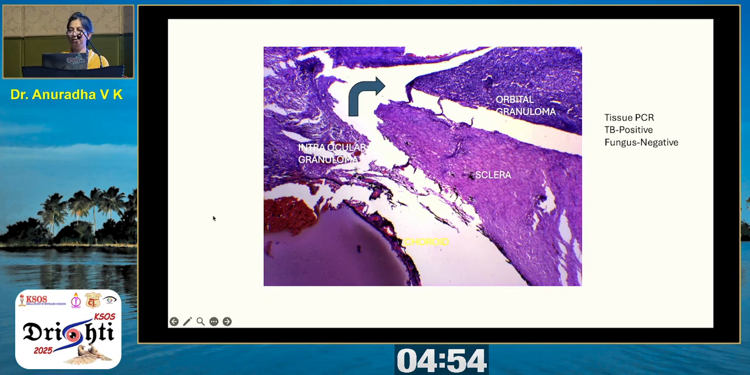I can tell you how much relief I felt: no signs of malignancy. This one turned out to be an intraocular granuloma, breaking through the sclera into the orbit. Although they could not see the organism in the histopathology, the tissue PCR turned out to be positive for TB and negative for fungus. Now, ocular TB can have paradoxical worsening, and this is a case of extreme paradoxical worsening.